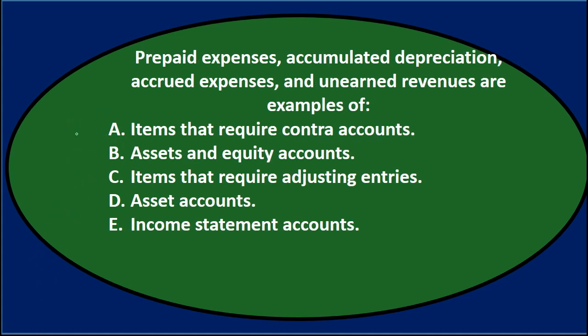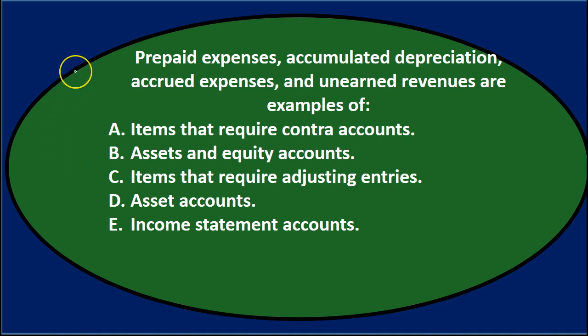Next question. Prepaid expenses, accumulated depreciation, accrued expenses, and unearned revenues are examples of A. Items that require contra accounts, B. Assets and equity accounts, C. Items that require adjusting entries, D. Asset accounts, and E. Income statement accounts.